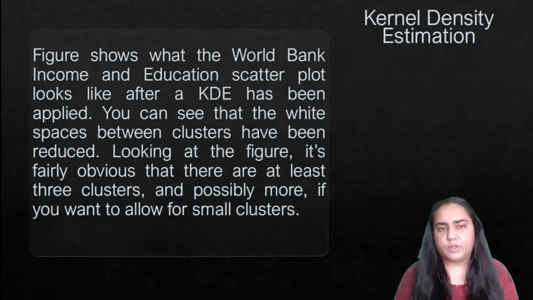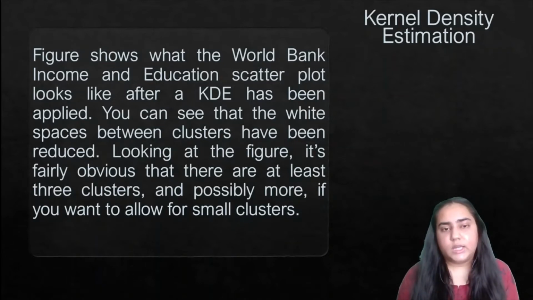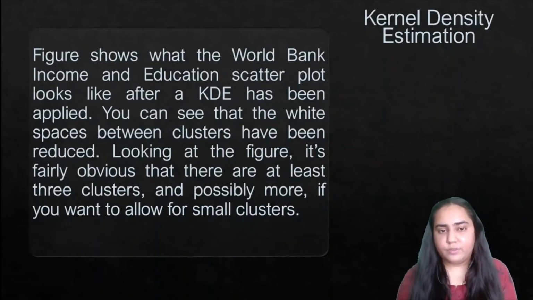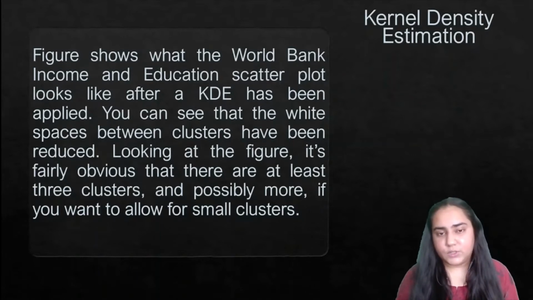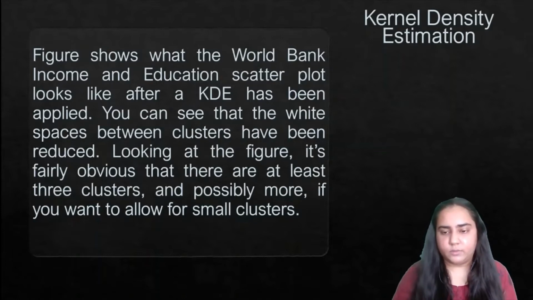This figure shows what the World Bank income and education scatter plot looks like after a KDE has been applied. You can see that the white spaces between clusters have been reduced considerably because we are trying to merge things. Looking at the figure, it's fairly obvious that there are at least 3 clusters, and possibly more if you want to allow for small clusters. If you want more clusters, you could do that as well by just seeing how dense an area is and then classifying it as a cluster.